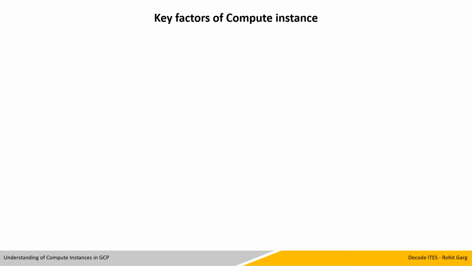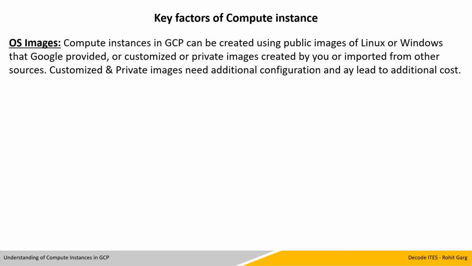Key factors of compute instance. In Google Cloud Platform, there are a list of key factors that impact the working and the planning of compute instances in the Google Cloud environment. Let's start one by one with their impact and description. First is OS image. A compute instance in GCP can be created using public images of Linux or Windows operating systems that Google provides, or customized or private images created by you or imported from other sources. Customized and private images need additional configuration and may lead to additional cost.